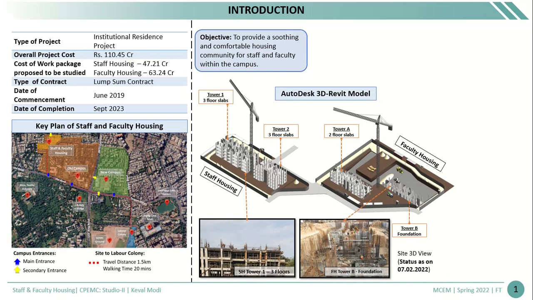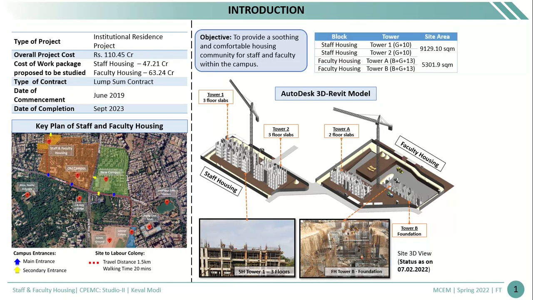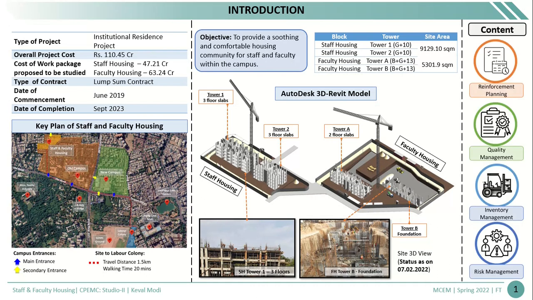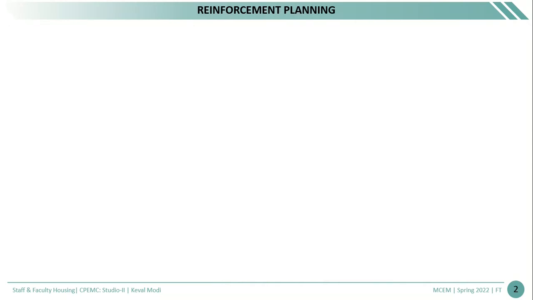The 3D Revit model is prepared for better site visualization, which is shown here. The Revit model shows the status as of 7th February 2022. There are basically four towers: staff housing 1, staff housing 2, faculty housing tower A, and faculty housing tower B. In this portfolio, mainly reinforcement planning, quality management, inventory management, and risk management are covered.